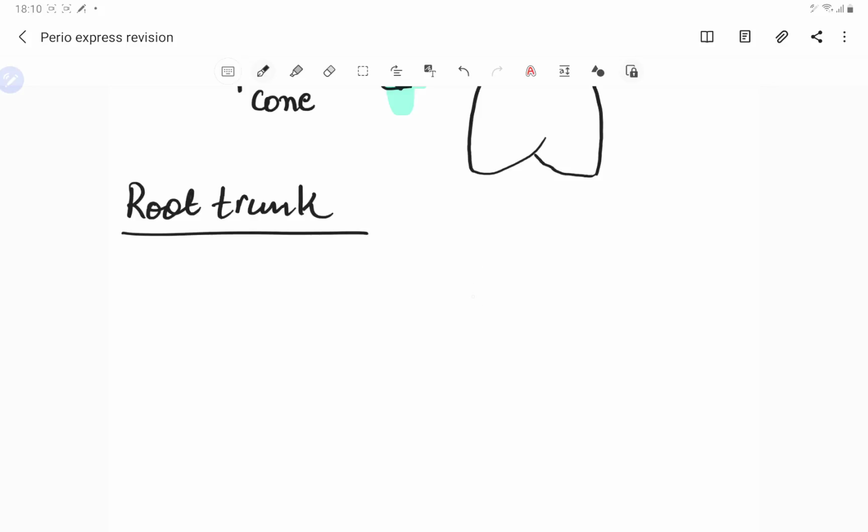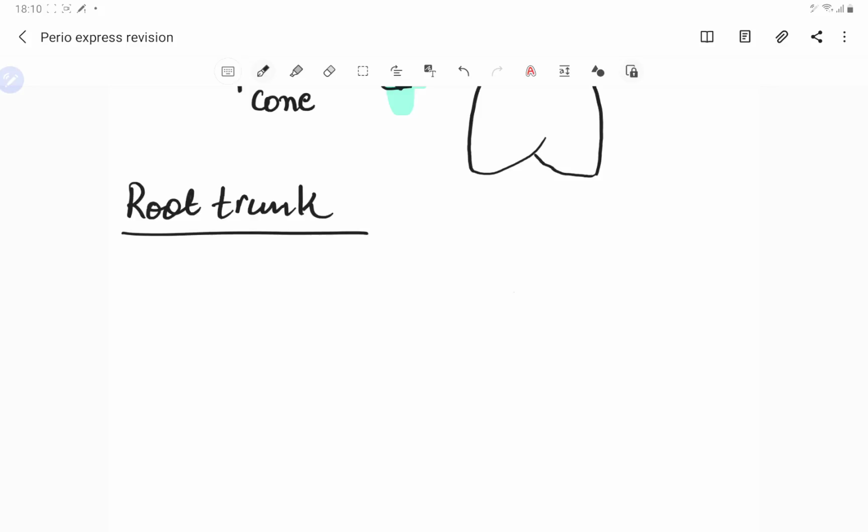Or suppose there are fused roots present. If the roots are themselves fused, then it is very difficult to clean these roots. That makes the tooth or the root an inappropriate candidate for the treatment of the furcation. So this is how the root trunk affects the therapy or the treatment of the furcation.